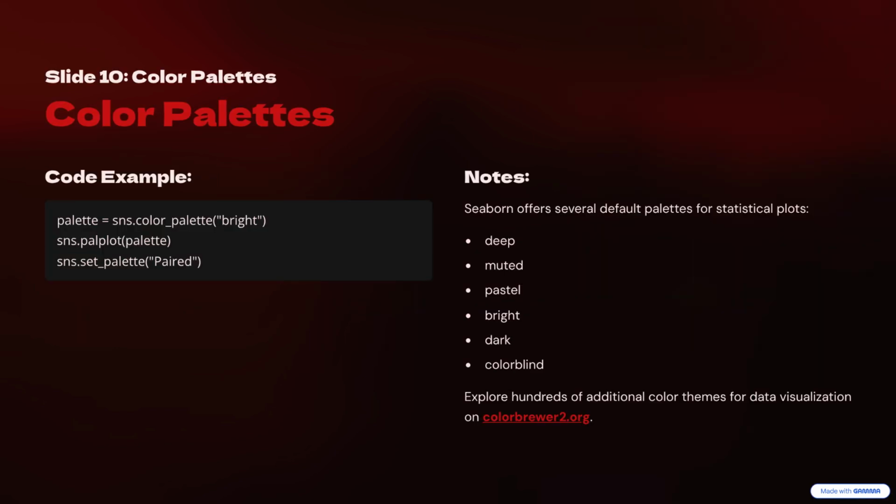Color palettes code example. palette equals sns.color_palette, bright. sns.palplot, palette. sns.set_palette, paired. Default palettes: deep, muted, pastel, bright, dark, colorblind. More palettes available on colorbrewer2.org. Colors matter. Seaborn comes with tons of palettes like bright, muted, or colorblind friendly. You can also explore hundreds of color themes on colorbrewer.org.